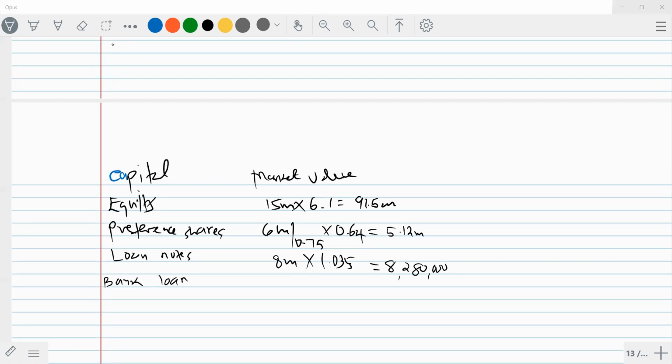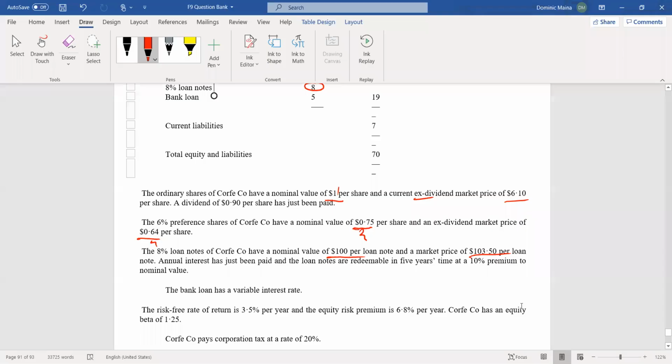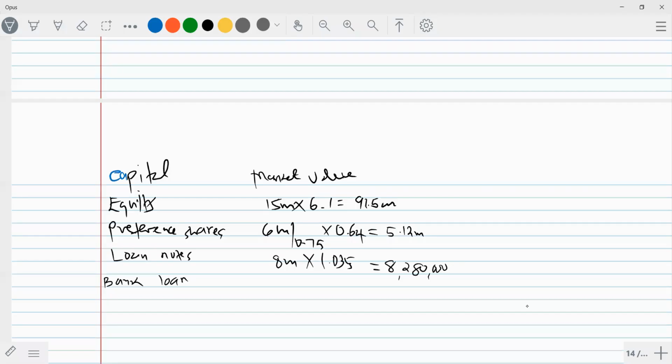For the bank loan, don't forget they don't have a market value, so you're going to use their book value. The book value of the loans of the company is 5 million. We use the figure as it is because there's no market value for it.